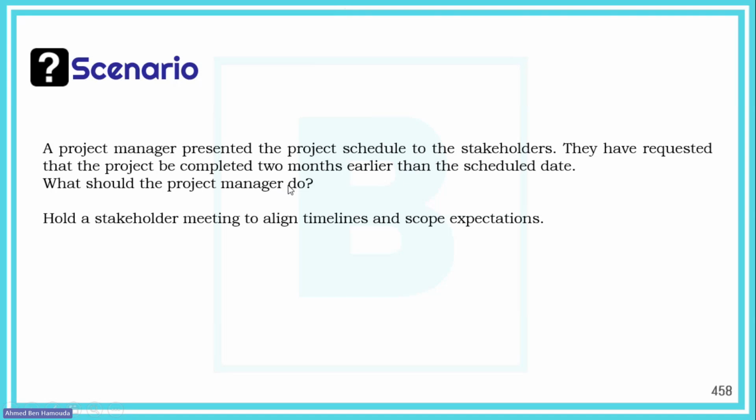In order to fulfill the request from the stakeholders, we need to have a meeting with them and adjust the timelines and also the scope expectations, because shortening the schedule by 2 months is actually quite a significant amount of time, and we need to assess the impact on the scope and also see how we can align the timelines. Are we removing some items from the scope? Are we adding more resources? Are we adjusting the whole project objectives, etc.? Okay, so that requires a meeting and a formal change request.